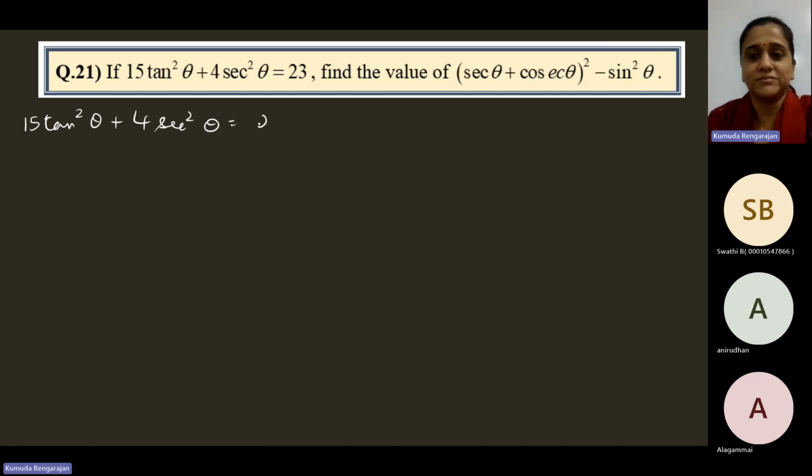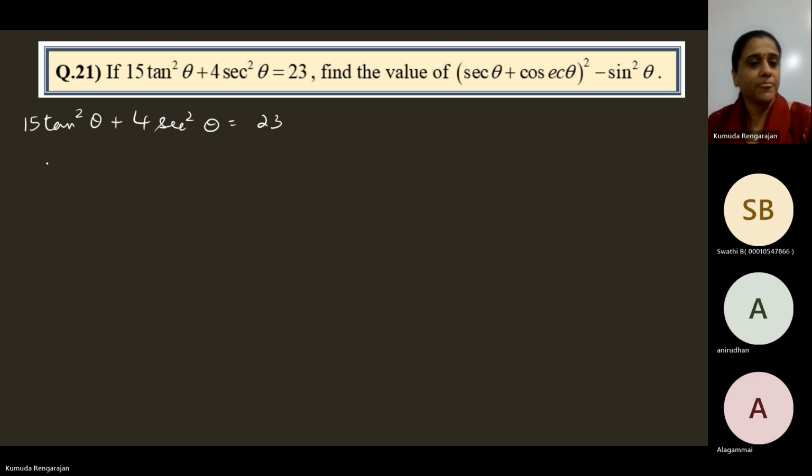This is given, and we need to find the value of something. So mostly we should find the value of theta. Whenever such information is given, we need to find the value of theta. Then we'll just put the value of theta there, secant theta. Supposing you find theta is 30 degrees, it'll be secant 30 degrees plus cosecant 30 degrees, the whole square, minus sine square 30 degrees. You understand?